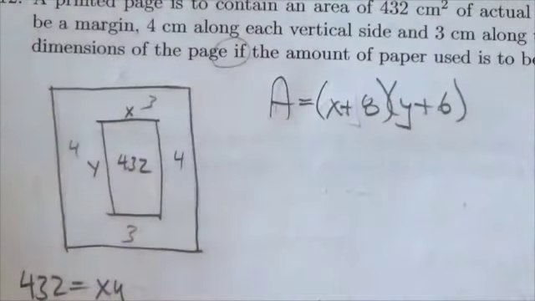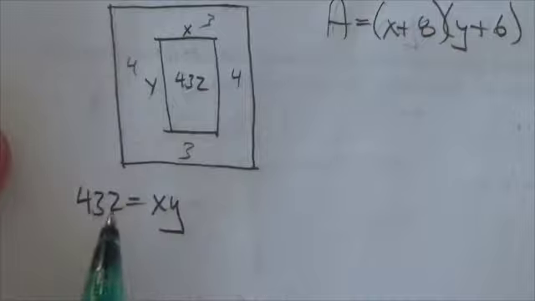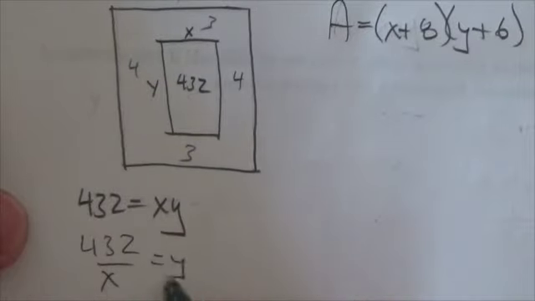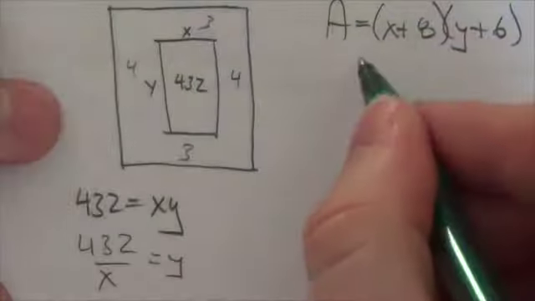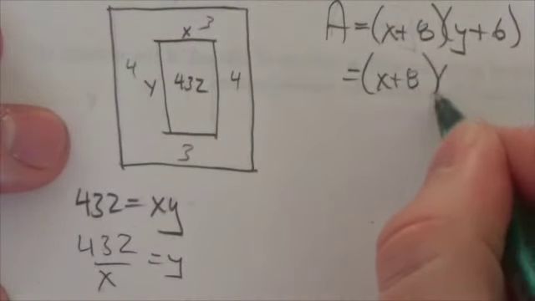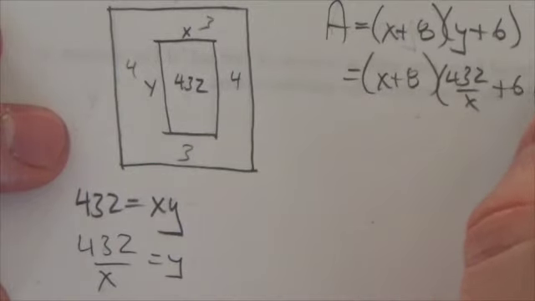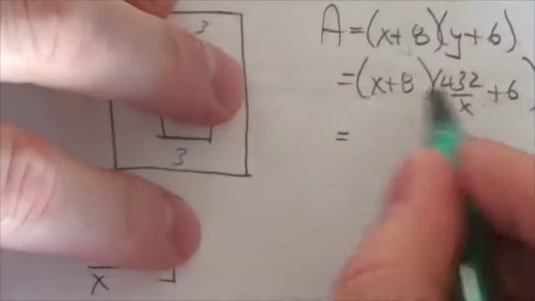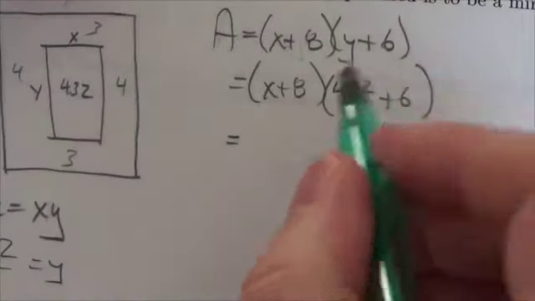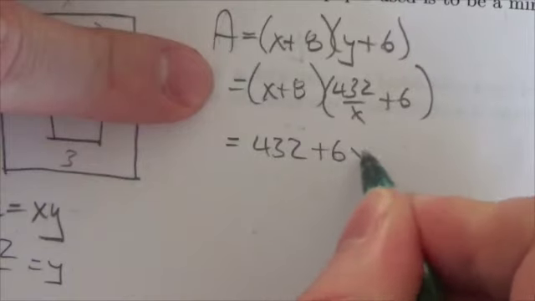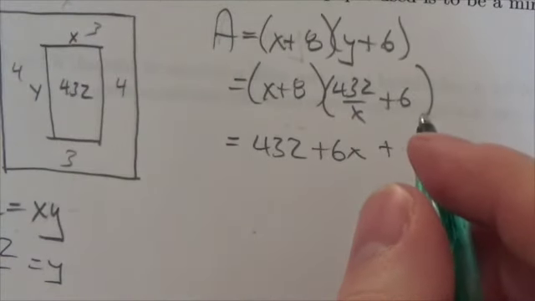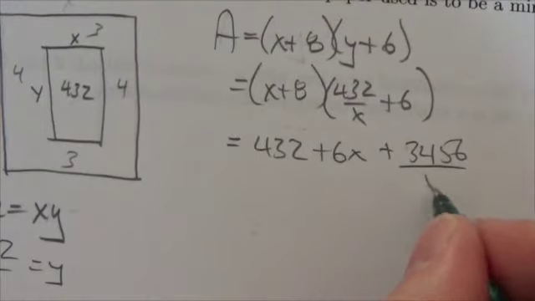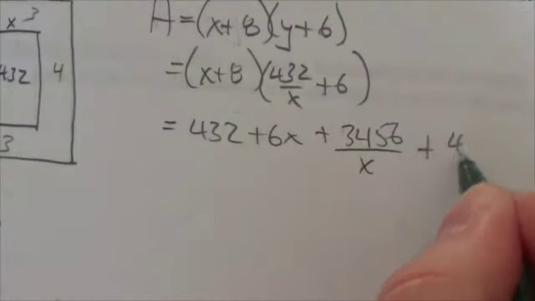Now, come back down here, and we recognize that 432 is x times y. Let's solve for one of those variables, and I think most people prefer to solve for y, so it'll be 432 divided by x. And so this will be x plus 8 times 432 over x plus 6. This might not be a bad place to expand this all out. When you multiply those first two terms together, that'll be 432 plus 6x plus, well, 432 times 8, I don't want to do that. Looking at it, so 3, 4, 5, 6, I love that answer, over x plus 48.